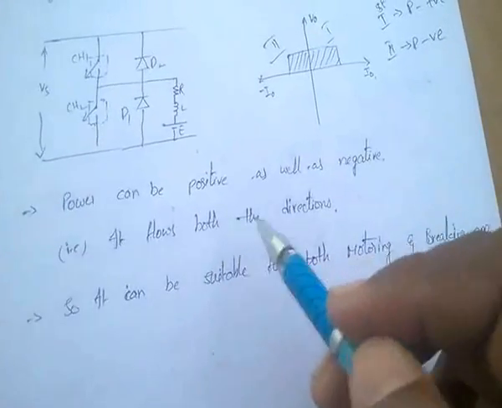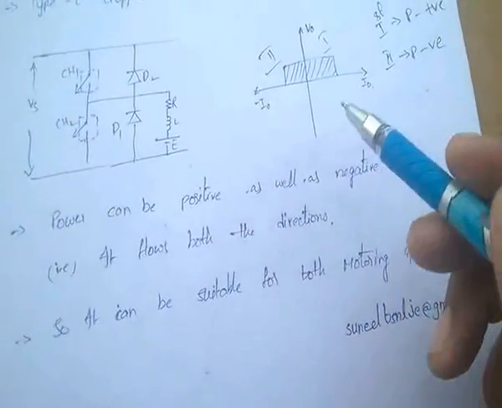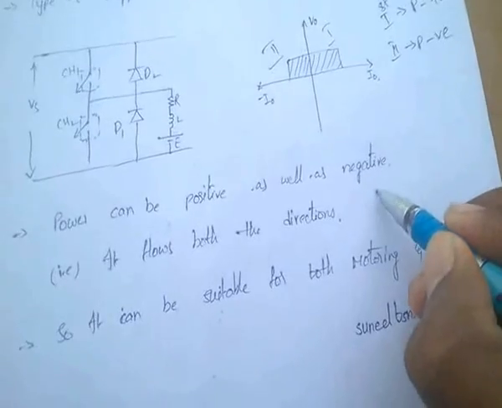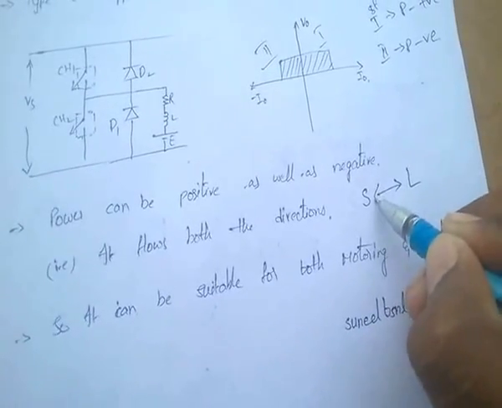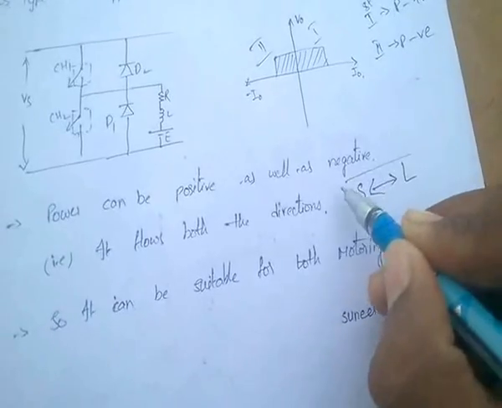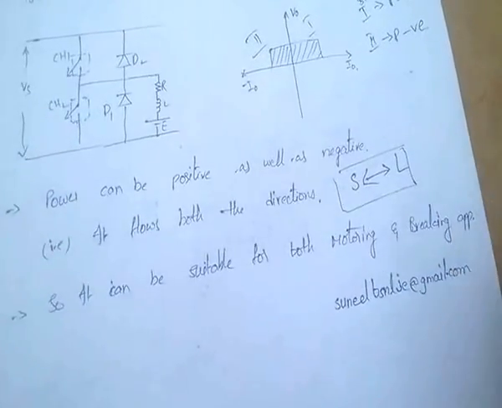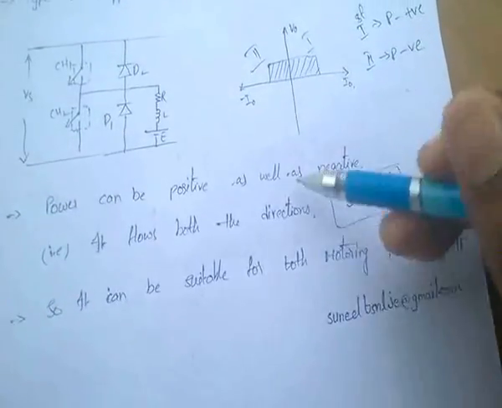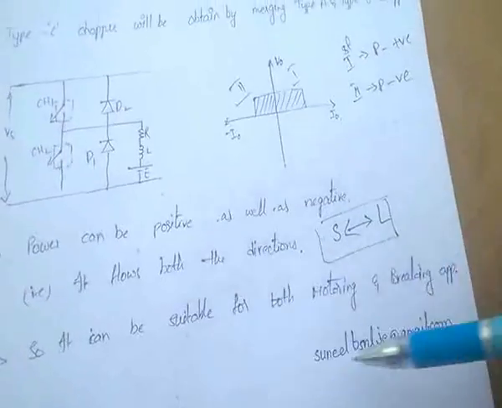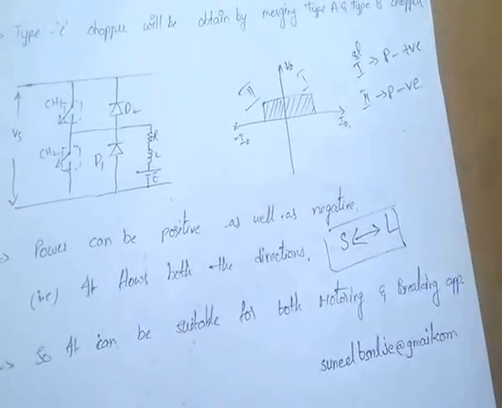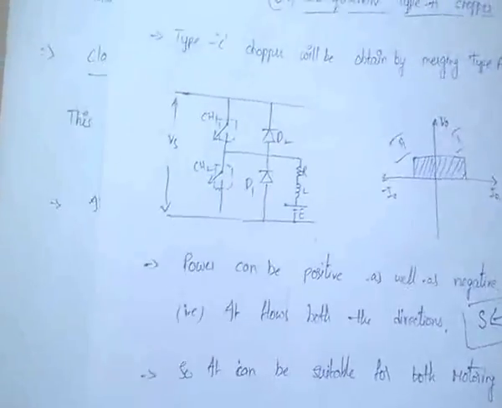That means power flows in both directions, source to load and load to source. So it is suitable for both motoring and braking applications. That means type C chopper is suitable for both motoring and braking applications.